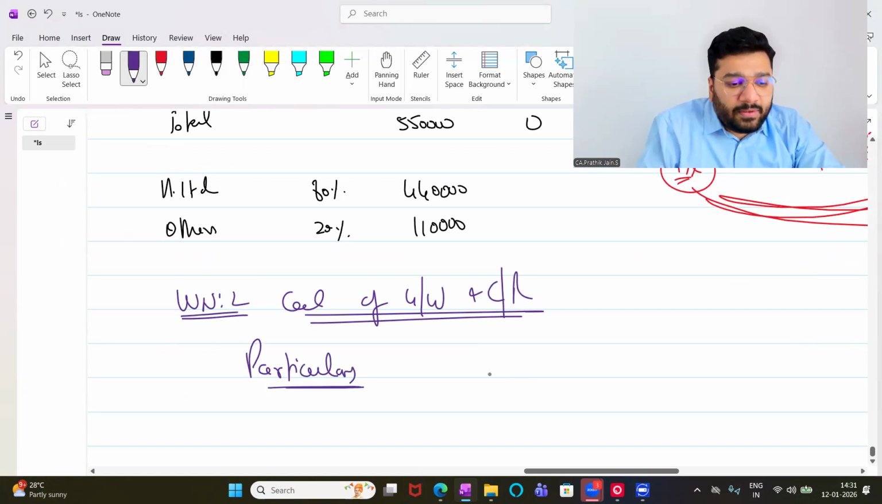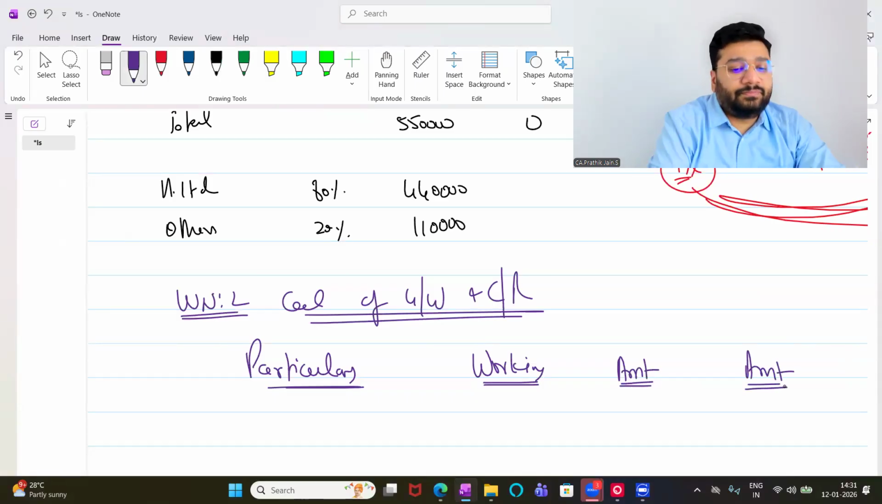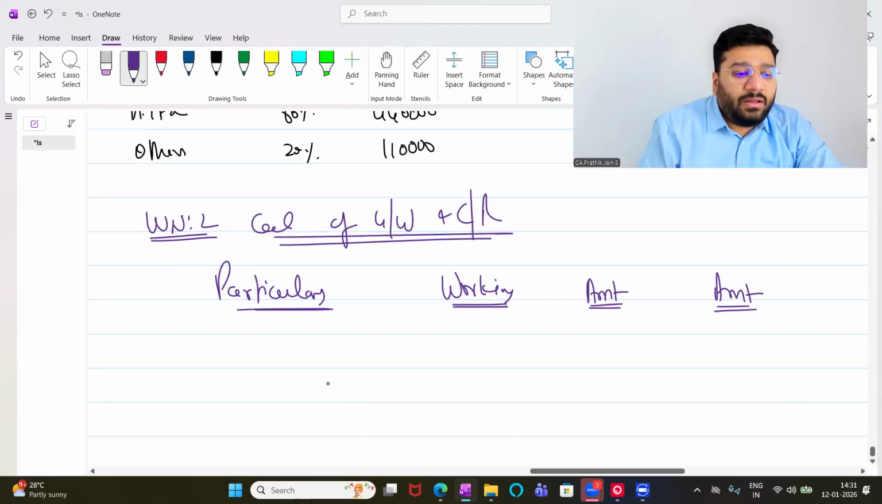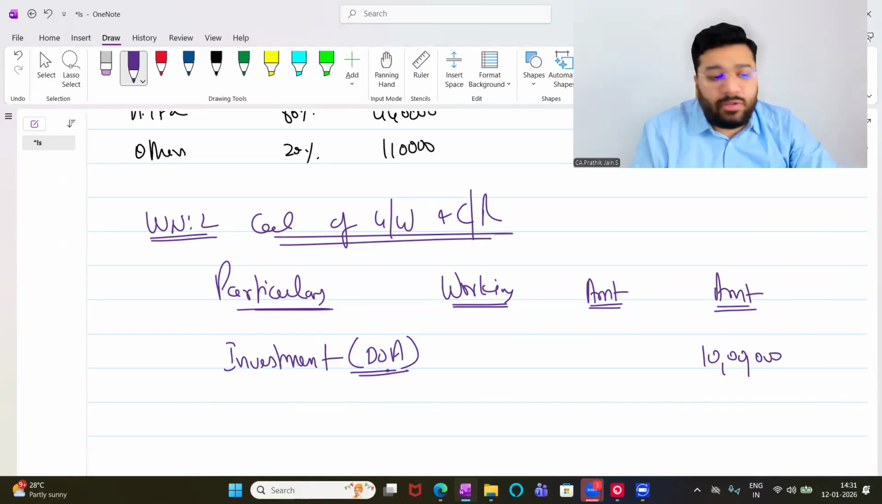Particulars. Working amount. Investment done as 10 lakh on the date of acquisition. In exam, are we supposed to write DON bracket income? Not required. This we're doing only for practice.